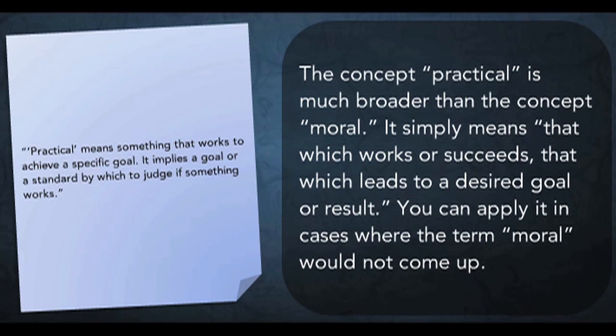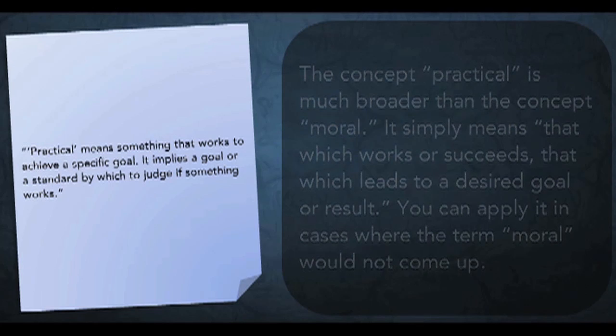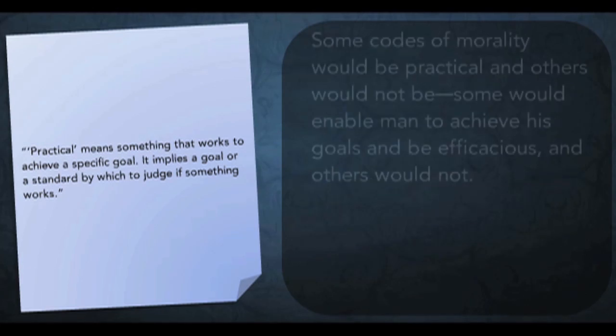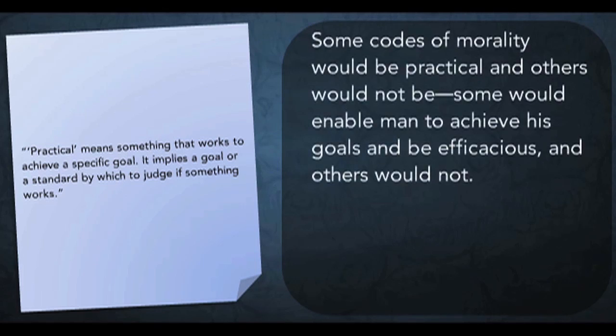Now, when you get to morality, you are then talking about what? A specific code to govern human action in those matters which depend upon human choice, right? Now, we have to say some codes of morality would be practical and others would not be. In this sense, some would enable man to achieve his goals and be efficacious, and others would not. Some would be like the wheel and some would be like the perpetual motion machine. And in that, therefore, some code of morality would be practical and some would not.